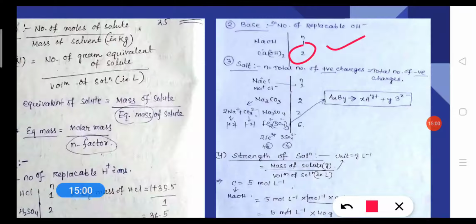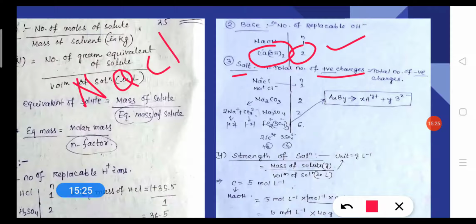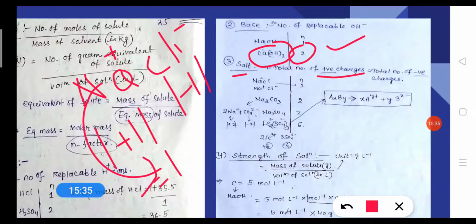Then we can calculate its equivalent mass. Equivalent mass is equal to molar mass of Ca(OH)2 divided by 2, the n factor. In case of a salt, the n factor is the total number of positive charge or the total number of negative charge. If it is a salt NaCl, then its n factor would be plus 1 in magnitude, or minus 1 in magnitude, either 1 for cation or 1 for anion.